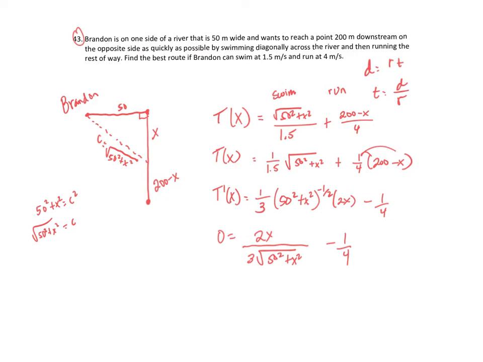Okay. So now I can start moving things around so that I can come up with what my x solutions are going to be. So I'm going to create a proportion, adding 1/4, and that equals 2x divided by 3 times the square root of 50 squared plus x squared. I can cross multiply, and I would have 3 times the square root of 50 squared plus x squared equals 8x.